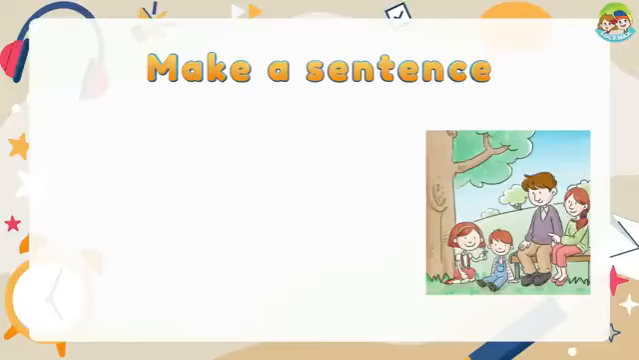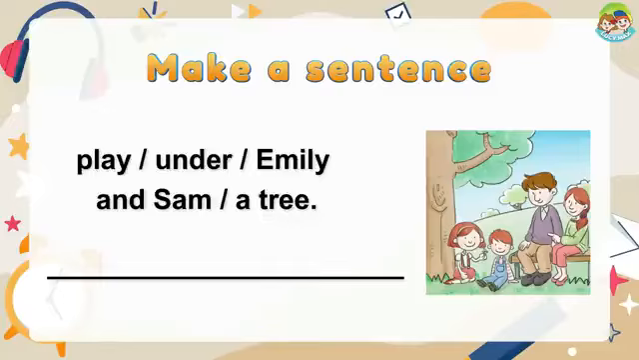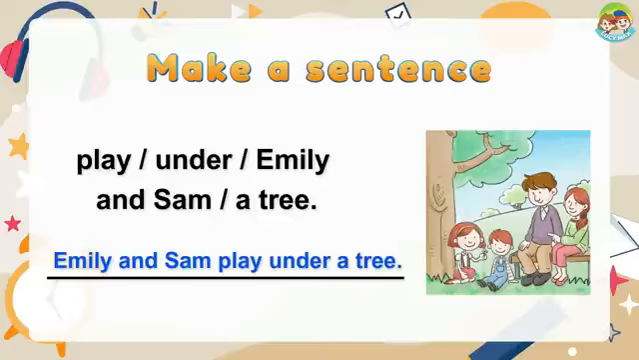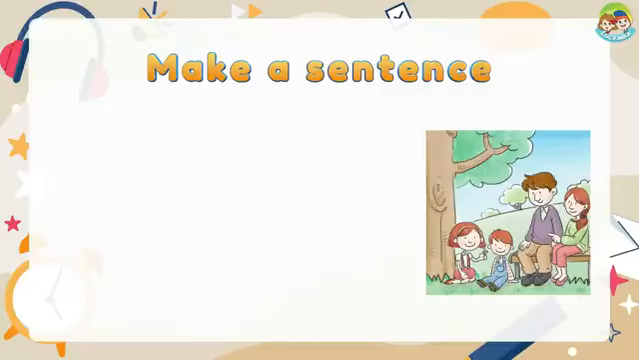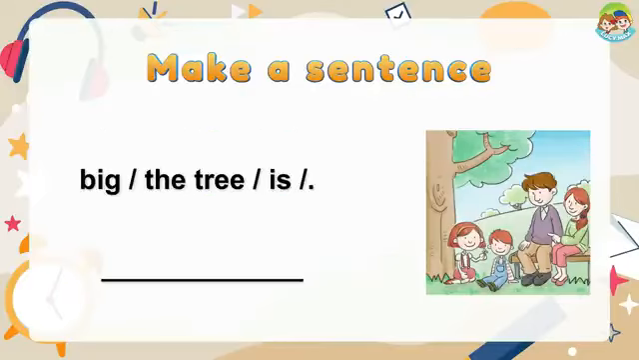And for the next one, play under Emily and Sam a tree. The sentence is, Emily and Sam play under a tree. The next one says, big, the tree is. The sentence will be, the tree is big.